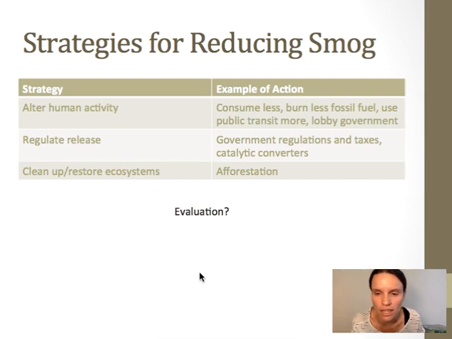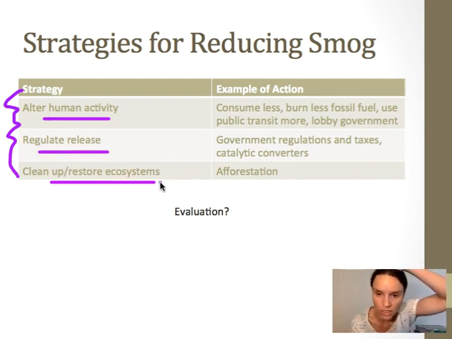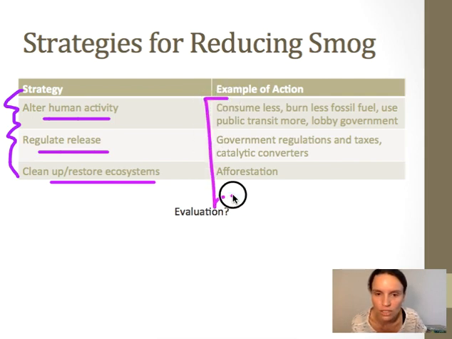But when we look at strategies for reducing smog, we're dealing with our same 3 tiers of strategy that we always do: altering human activity, regulating the release, and cleaning up and restoring the ecosystems where it is happening. There are some examples of actions over here. Obviously, for human activity, if we drove less, that would be really helpful. The thing that would probably drive people the most to do that is if there was some kind of government regulation or tax on driving, which they're starting to do in some cities.